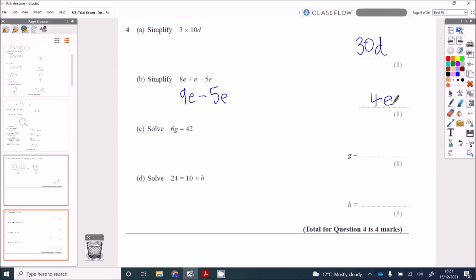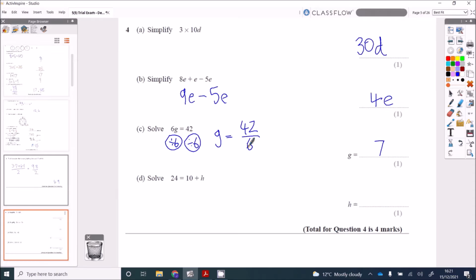Right, part C. 6 times what is 42? Well, 6 sevens are 42, so you might just be able to go straight to 7. Alternatively, how do you undo a timesing by 6? You divide both sides by 6. So G is 42 over 6. Pop that into your calculator and you get 7.